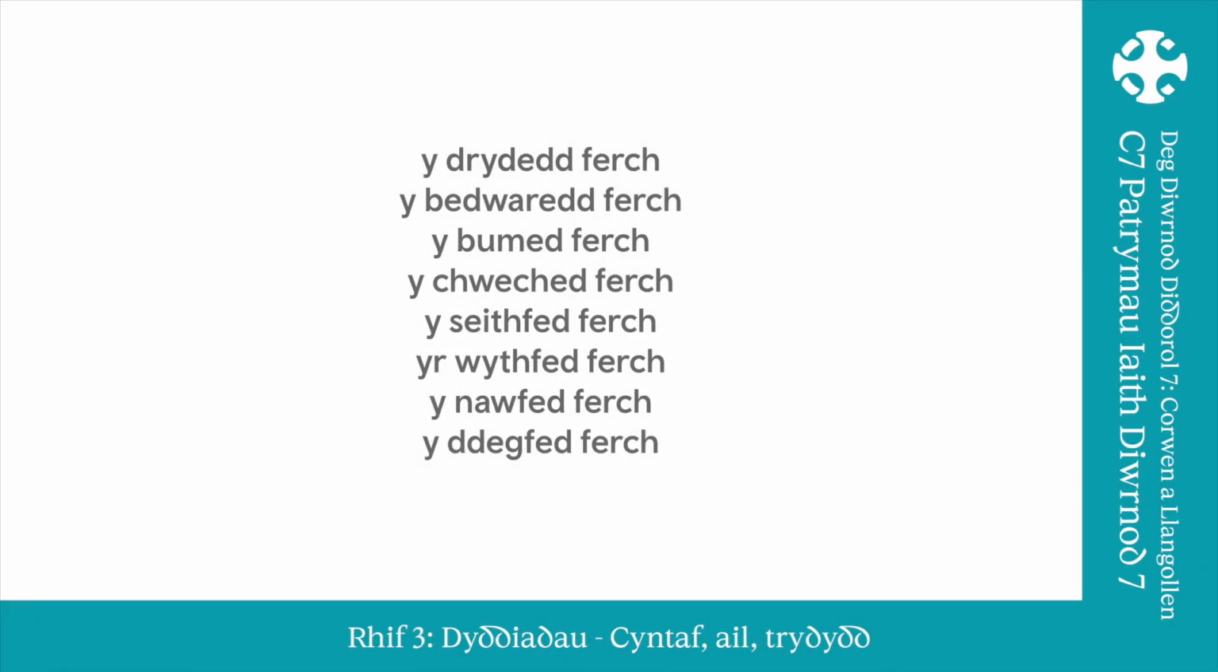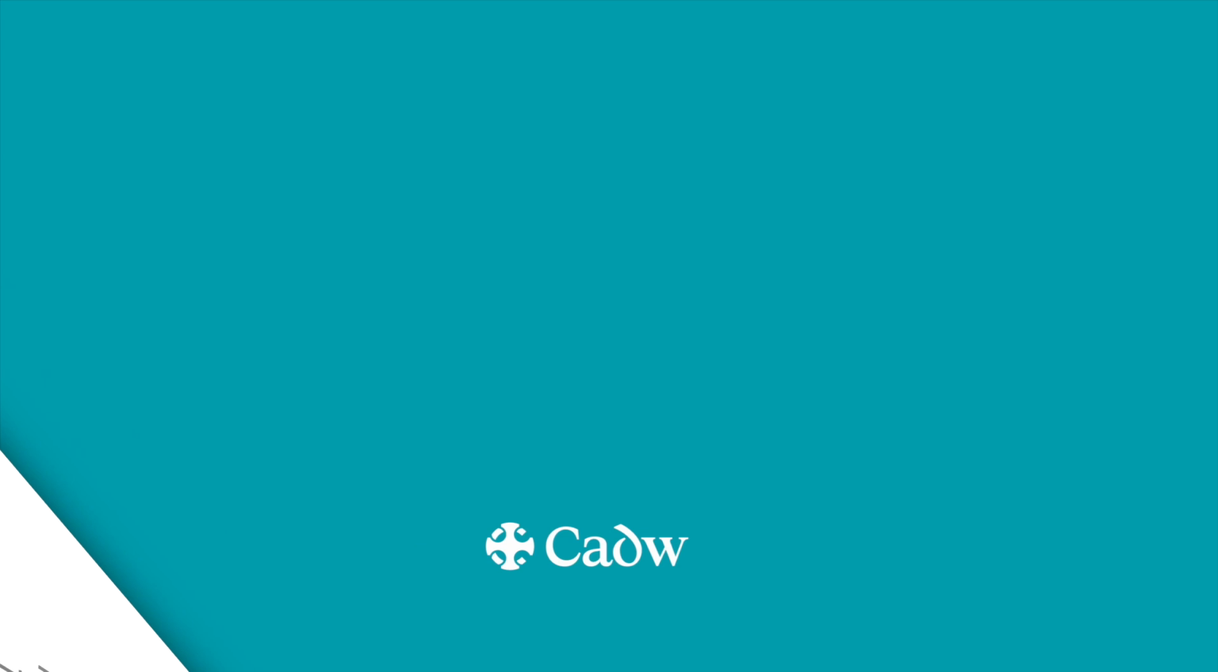When you are counting feminine nouns, there is a soft mutation with the number and the noun that follows. Y drydydd ferch, y bedwaredd ferch, y bumed ferch, y chweched ferch, y seithfed ferch, yr wythfed ferch, y nawfed ferch, y ddegfed ferch.